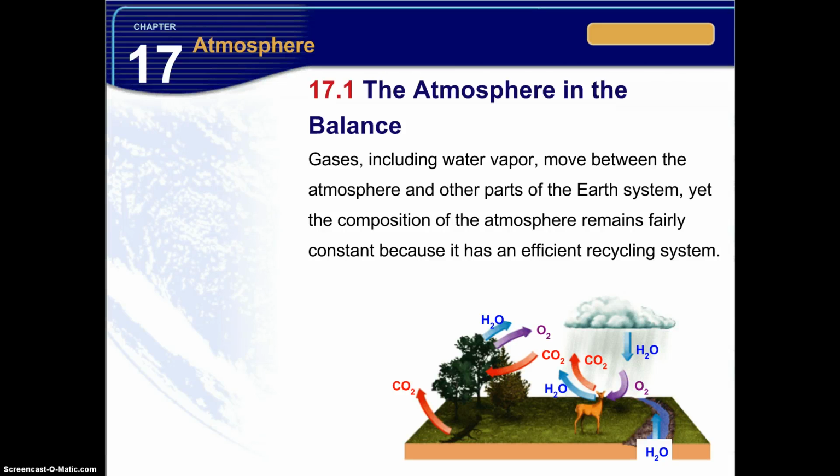The composition of the atmosphere remains fairly constant because it has an efficient recycling system. This makes it balanced. The efficient part is the amount comes in, the amount goes out. For example, if you have a paper plate and you want to throw it into the recycling bin, hopefully that entire paper plate will then become another paper product. That would make it an efficient recycling system. Once that becomes inefficient, then there's an imbalance, and something will gain and something will lose. So that's what it means by an efficient recycling system.